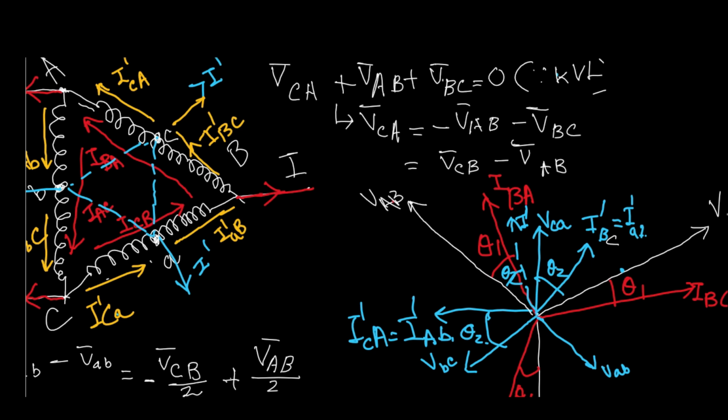I dash b small c can be written the same as I dash a capital B. So I dash b small c is equal to I dash, like here the current is coming and it is going here. Now we can see here that this current is making an angle theta 2. Similarly, we can find out the angle I dash CA.